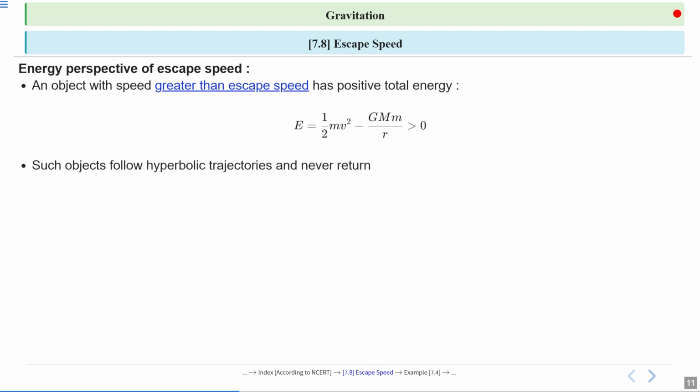Notice how objects with positive total energy follow hyperbolic trajectories. This means that they have enough energy to escape the gravitational pull completely and will never return to the central body. It's like throwing a ball so hard that it never comes back down.